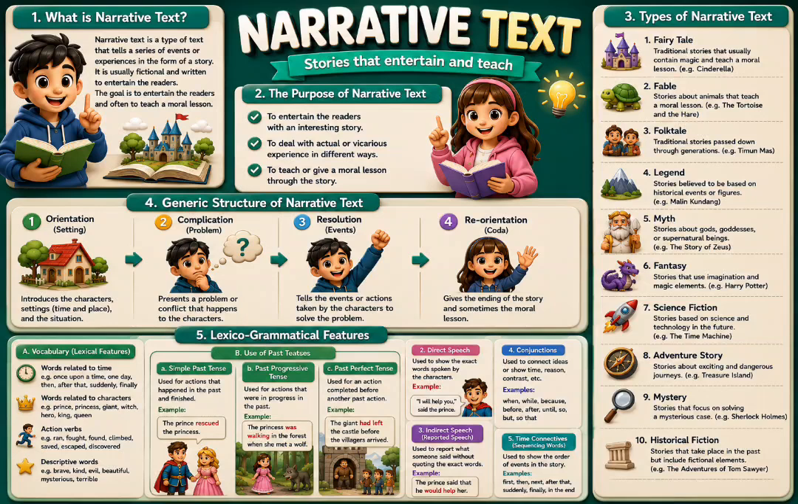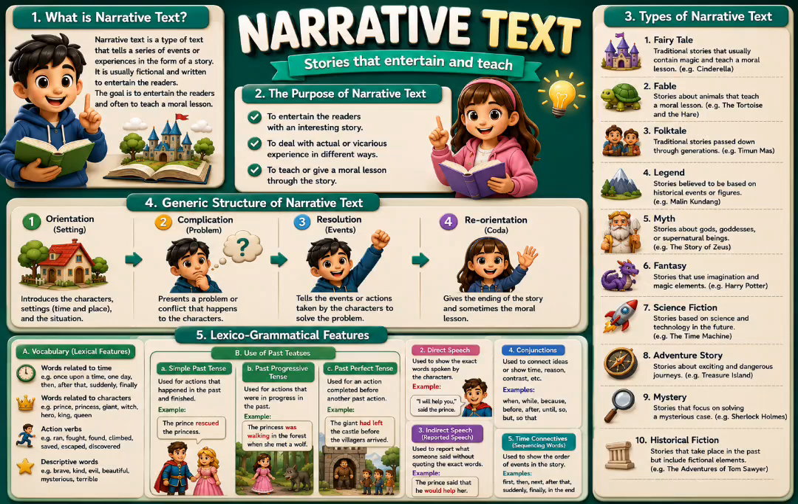Narrative texts also use conjunctions, such as when, while, because, before, after, until, so, and but, to connect ideas. Finally, they use time connectives to show the sequence of events. Examples include first, next, then, after that, suddenly, finally, and in the end. These words help readers follow the story clearly.